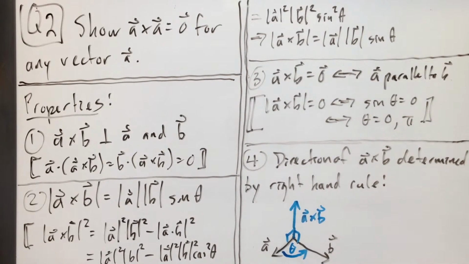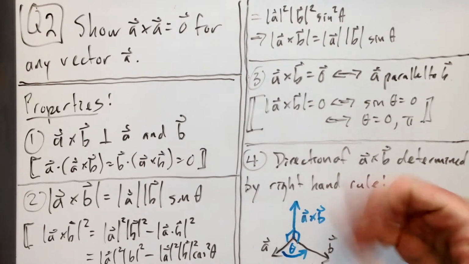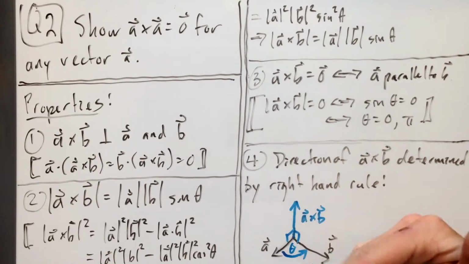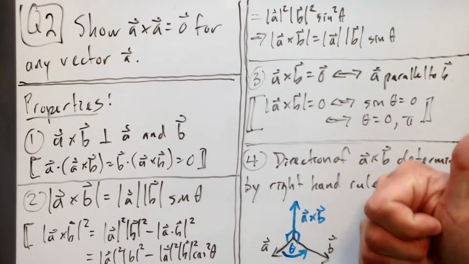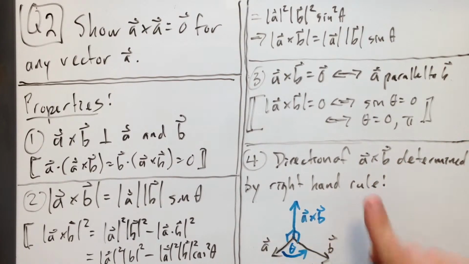Finally, the direction of A cross B is determined by the right-hand rule. If I draw A and B so the angle theta between them goes this direction, we're always choosing theta to be between 0 and pi. And so theta is going from A to B. It's important that we're taking it from A to B. Then the right-hand rule says if the direction from A to B is curling our hand around this way, then A cross B is going to be pointing in the direction of our thumb. So from A to B is here. Right-hand rule says A cross B goes up. So this determines A cross B completely.